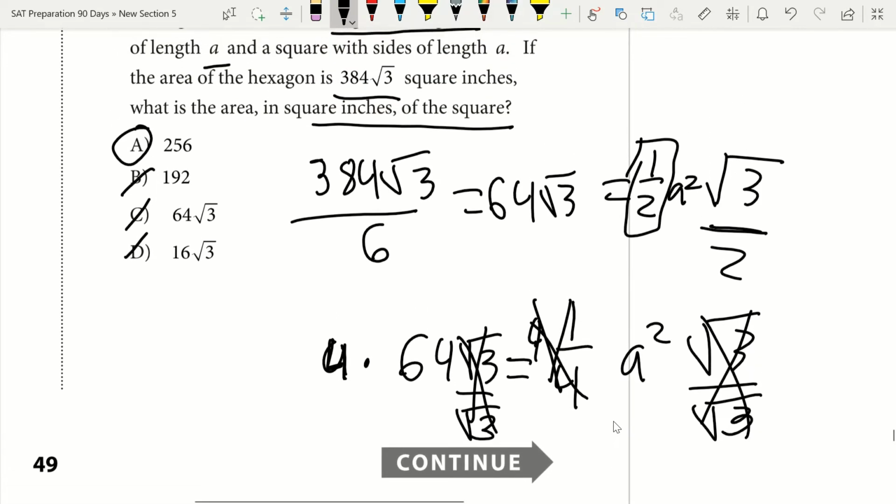Okay, so what can you learn from this? Well, for one, know when to stop. It's important to know when to stop when doing the SAT math section, because if you keep doing things and you solve for A, you're wasting time, and we don't want to waste time. So know when to stop.